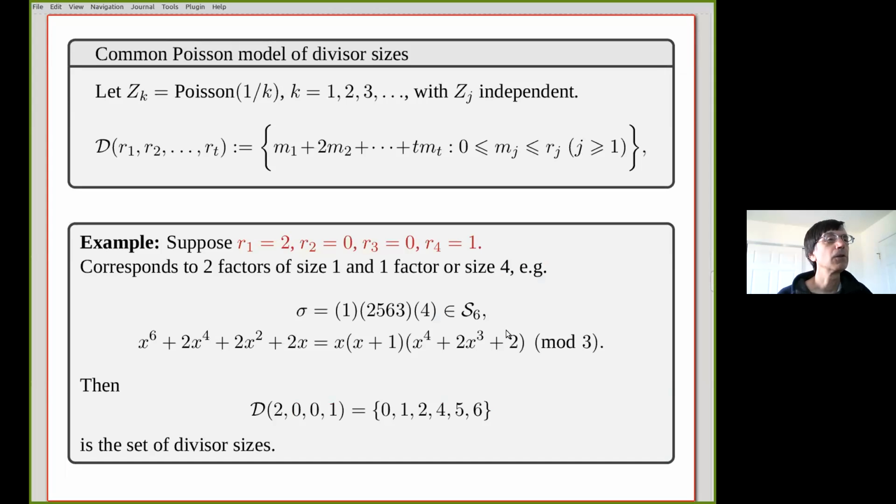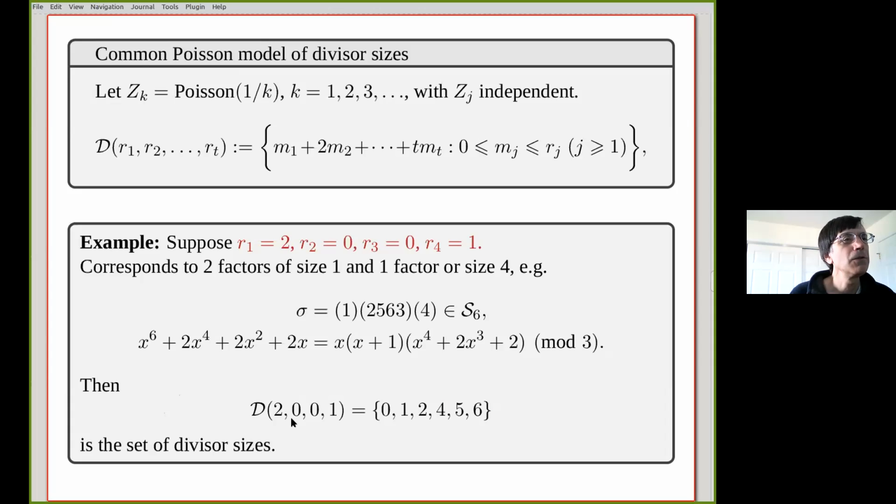Let's look at an example to make sure we're all on the same page. This is a subset sum where you have R1 ones, R2 twos, and RT t's, etc. I'm not doing anything randomly here; I just want to illustrate with a particular vector. The vector 2, 0, 0, 1 corresponds to 2 prime factors of size 1, none of size 2, none of size 3, and 1 of size 4. That would correspond to a permutation with 2 fixed points and a 4-cycle and nothing else, or to a polynomial with 2 first degree factors and 1 fourth degree factor. This is just to understand the notation.